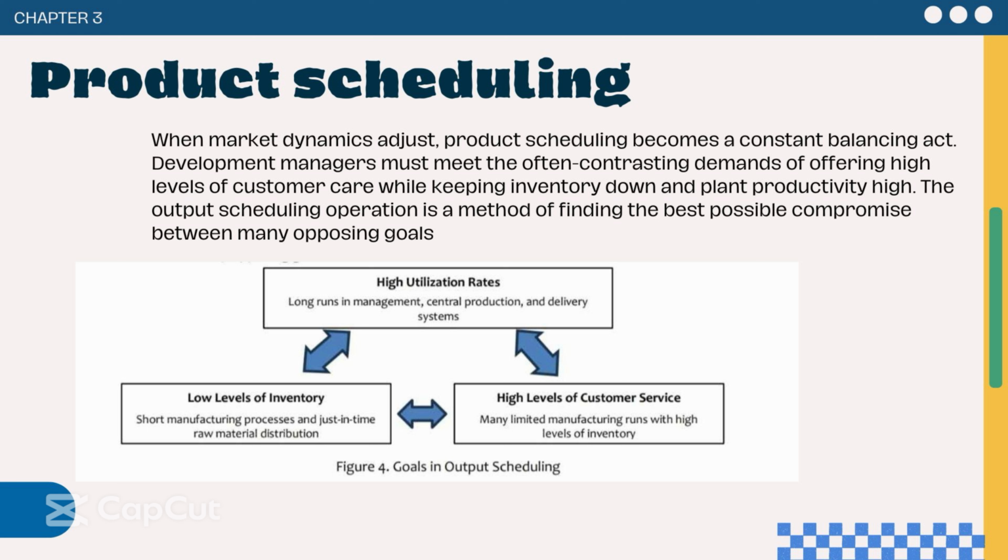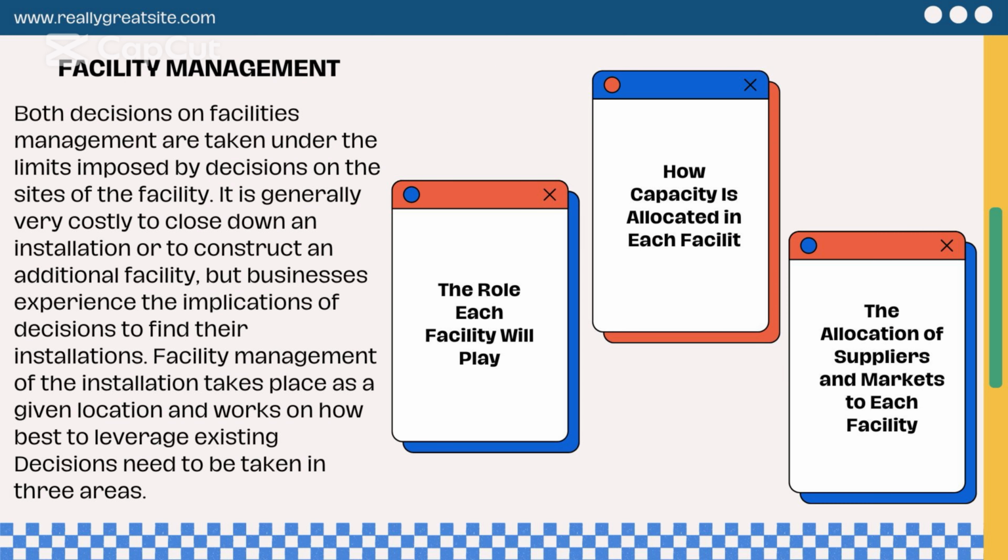The third one is low levels of inventory. Maintaining minimal inventory is crucial to reduce carrying costs. This often involves short manufacturing processes and just-in-time delivery of raw materials, allowing companies to produce only what is needed when it is needed.